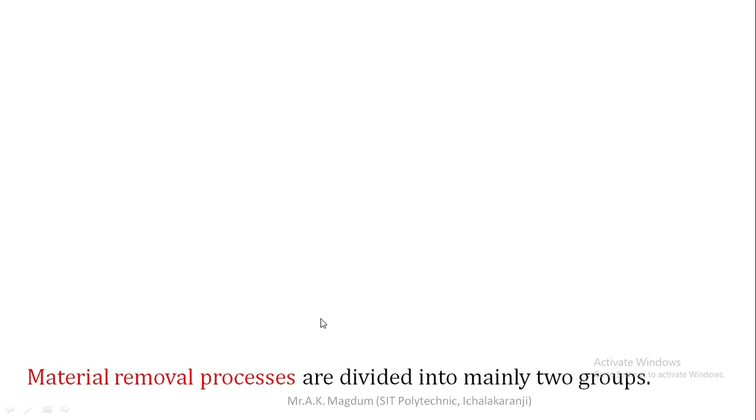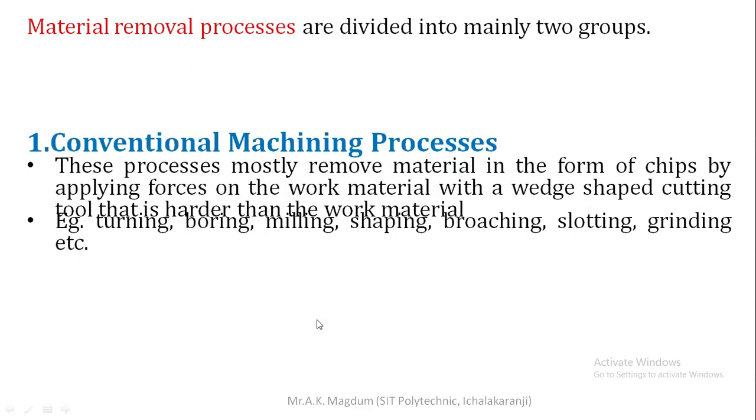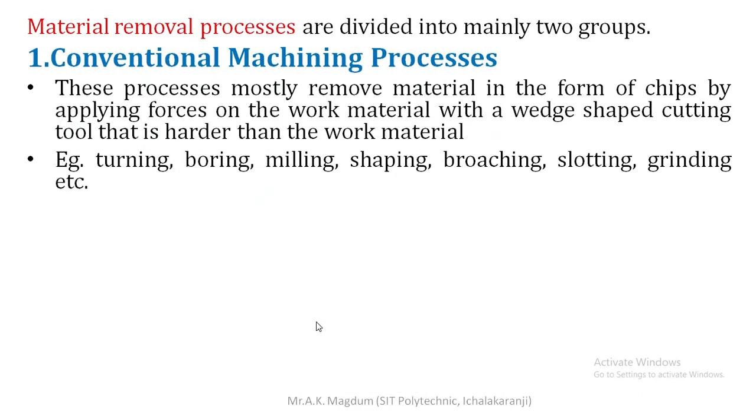Next, in this slide we talk about the different material removal processes, which are divided mainly into two groups. The first one is the conventional machining process. Traditional or conventional, both names are the same. Another word for traditional machining is conventional machining. In this process, material is mostly removed in the form of chips. That is very important. How are the chips removed? By applying forces on the work material with a wedge-shaped cutting tool that is harder than the workpiece material.